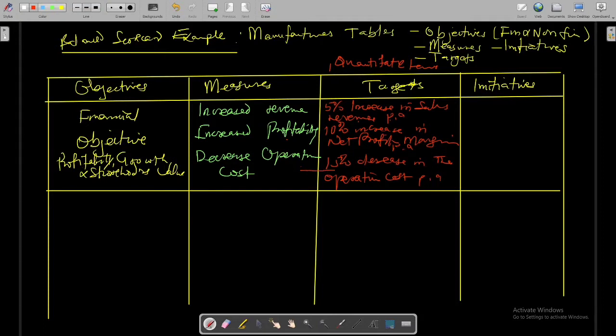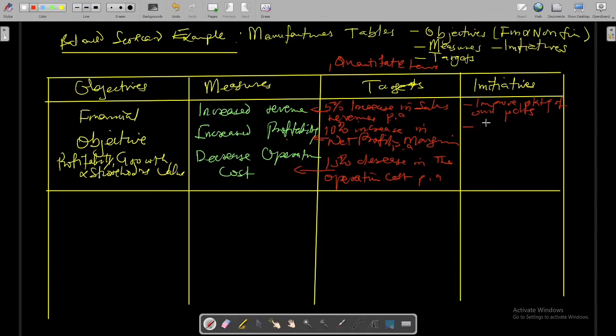And this one will relate to the operations, this one will relate to the profitability, and this one will relate to the increased revenue. Then in order to achieve our targets, what can we do? What initiatives should we put in place in order to achieve those targets? So first of all, in order to achieve this 5% increase in sales revenue, we can say that we have to improve marketing of our products.